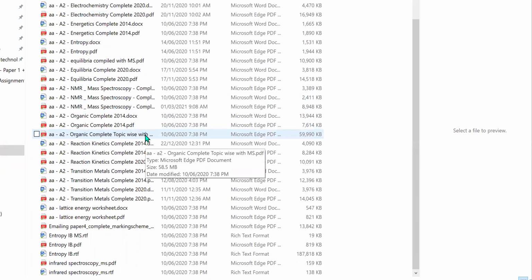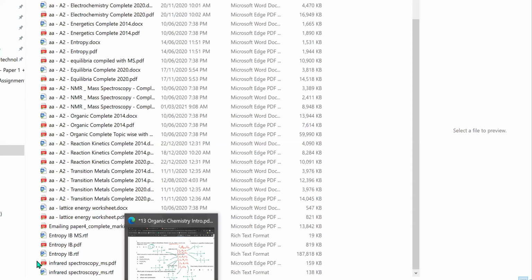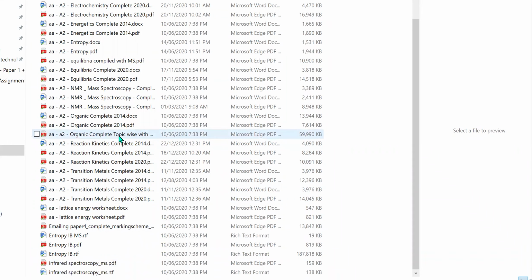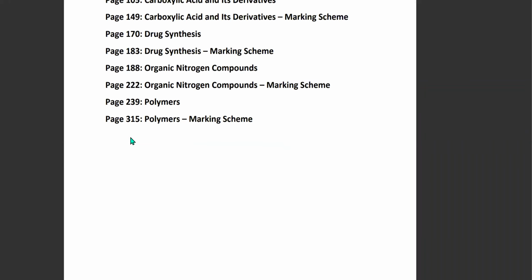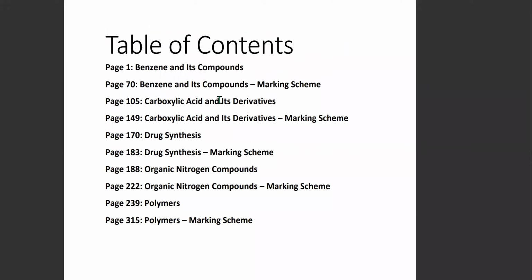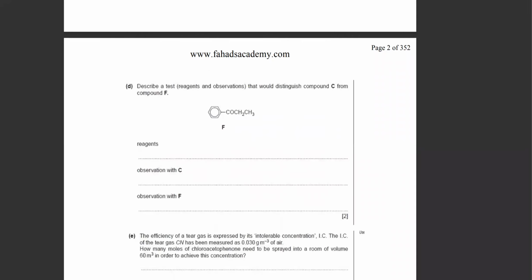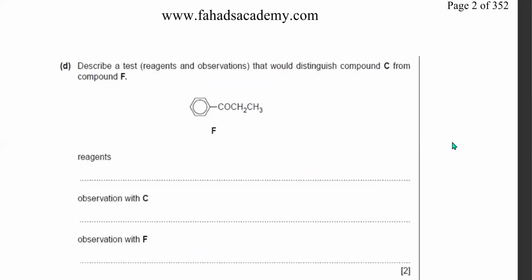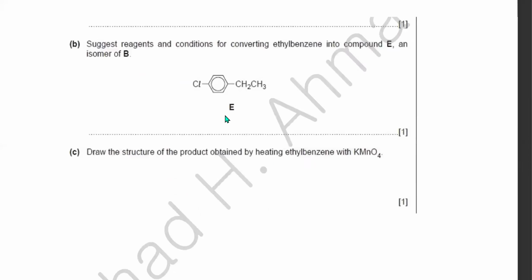Just 1 second if I have. I think this one. Benzene and its compounds. So we can try the first one. So this one, I don't know if the first, yeah, this one.